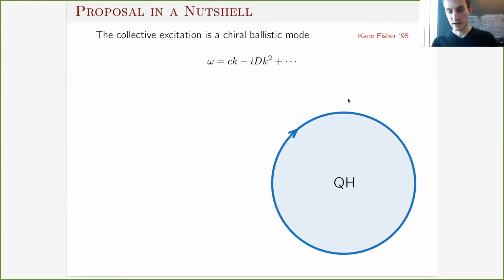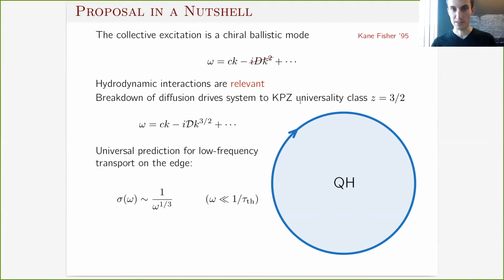So what I'll show is that because of hydrodynamic interactions, this diffusive spreading is never stable. Hydrodynamic interactions are relevant. They lead to a breakdown of diffusion and instead trigger a flow to a new dissipative fixed point, which is in the so-called KPZ universality class. And in particular, this chiral charge on the edge still propagates ballistically, chirally, but has a very different decay rate. It decays like its wave vector to the 3/2, which is the dynamic critical exponent of KPZ, rather than k squared like in diffusion.